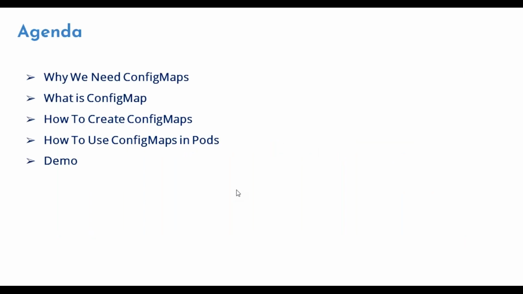We're going to try to understand why we need config maps and what exactly is a config map in Kubernetes, how to create these config maps and how to use these config maps inside the pod specification. And then finally, we'll do a quick demo to finish it up.